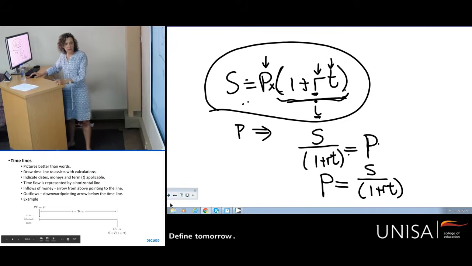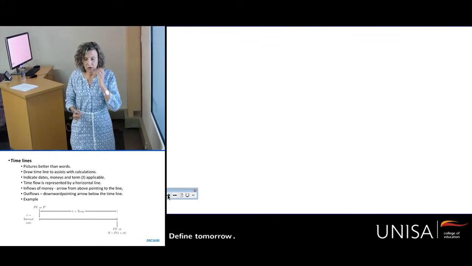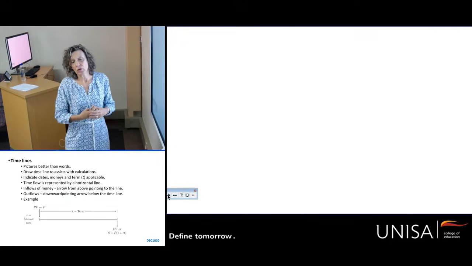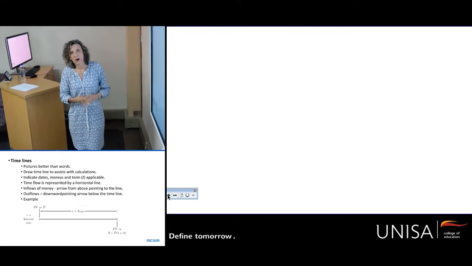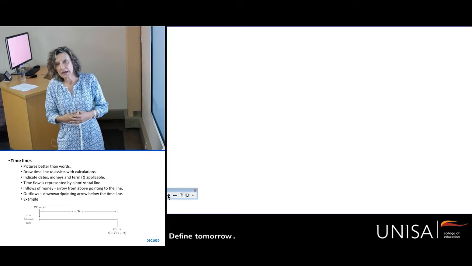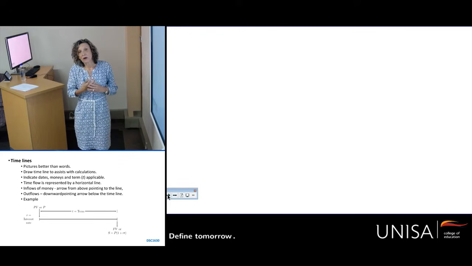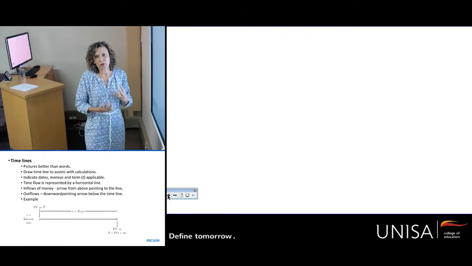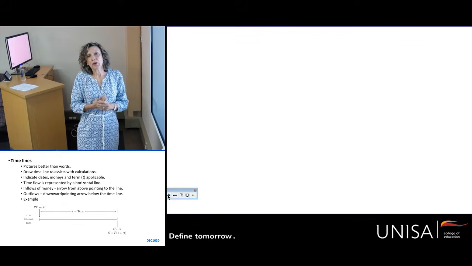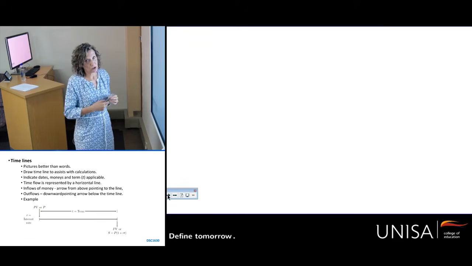Right, now something that's very important throughout the whole book or the whole textbook or the guide that you wanted is timelines. Now what is a timeline? A timeline is something to help you to work out your time period or your term and to actually visually see what the problem is you're working with.